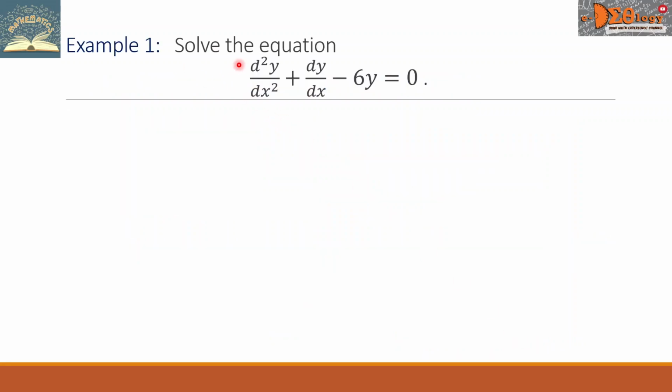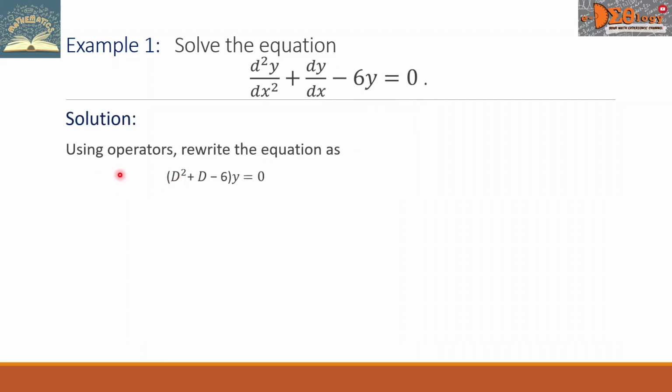Example 1. Solve the equation: the second derivative of y with respect to x plus the first derivative dy over dx minus 6y equals 0. We're going to use operators, and to rewrite the equation, it becomes the quantity D squared plus D minus 6 multiplied with the variable y equals 0.